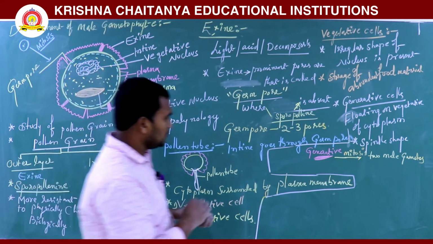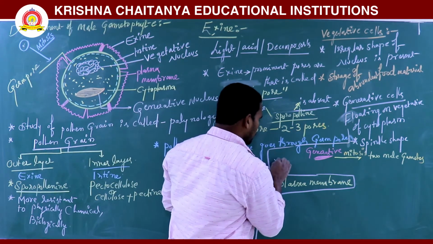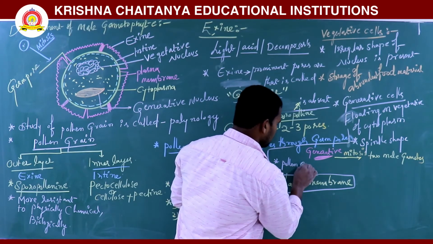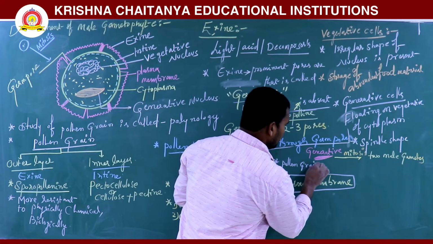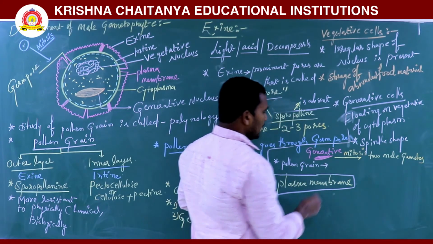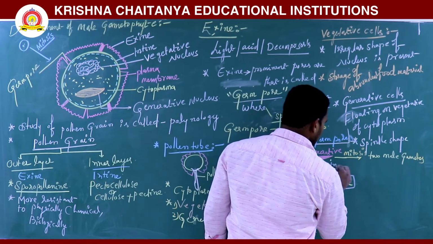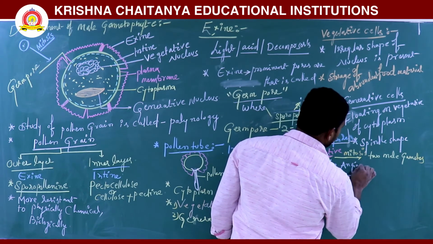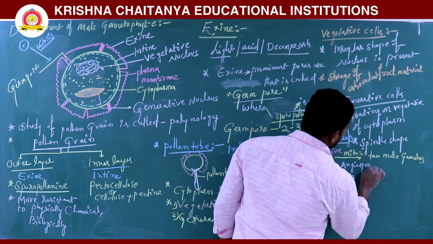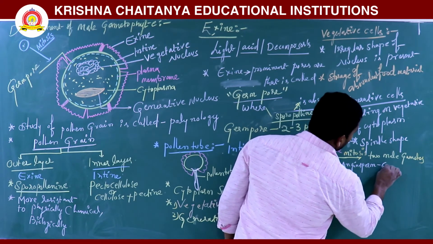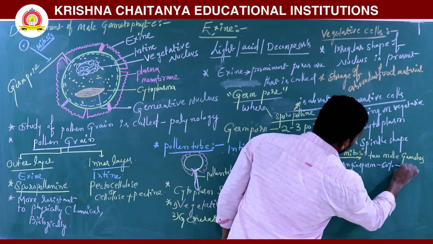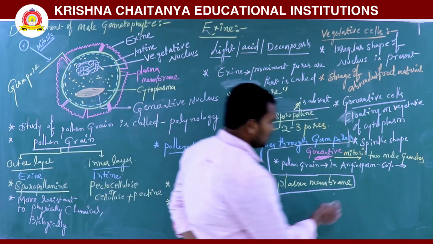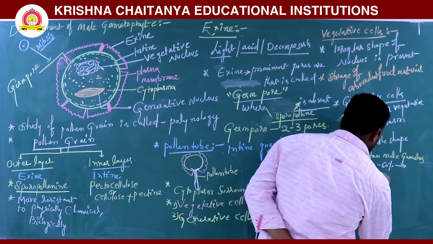So next, mainly the pollen grain. In angiosperms, 60% of angiosperms shed pollen at the two celled stage.